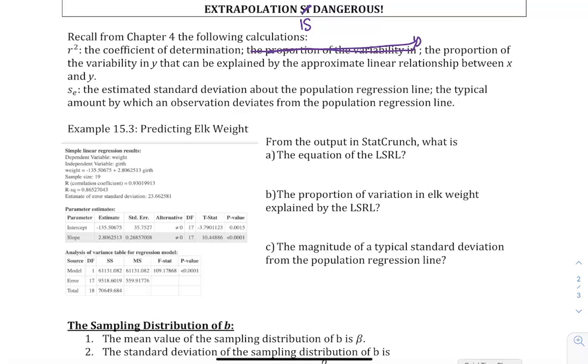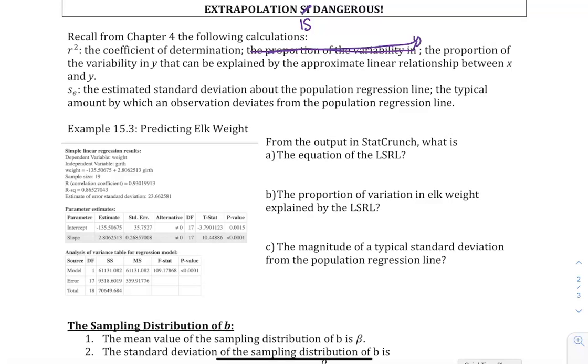Now, our SE is going to be that estimated standard deviation about the population regression line. So now we're not just interested in the sample, we're interested in what's going on in the population regression line, but we'll still use that SE in order to estimate that population standard deviation. And as a reminder, this is the typical amount by which an observation deviates from the population regression line.